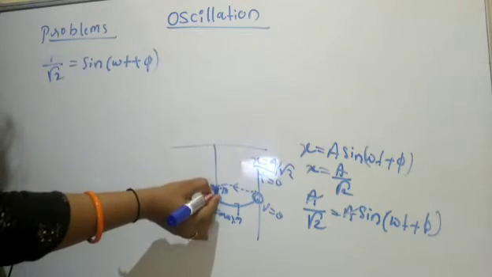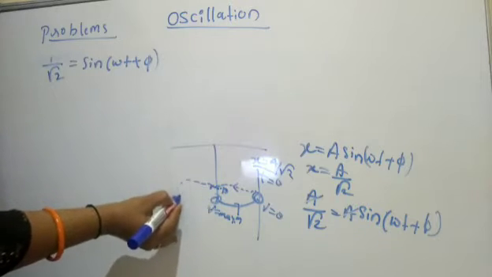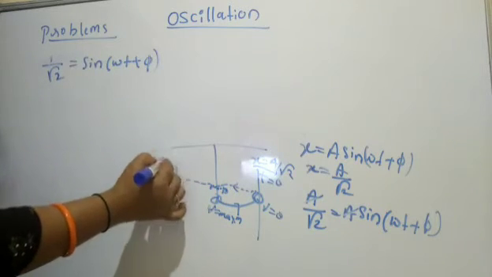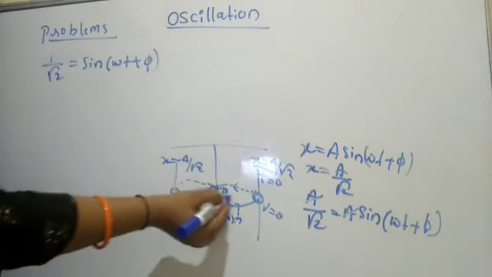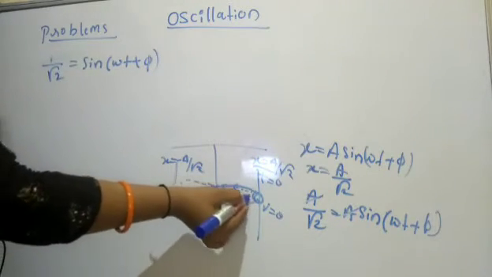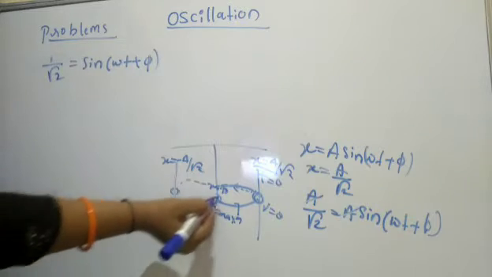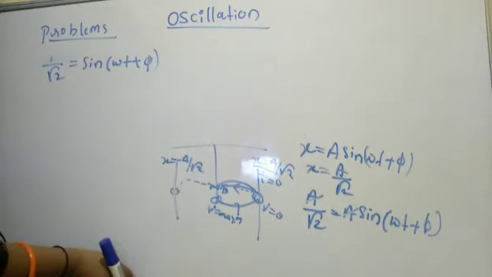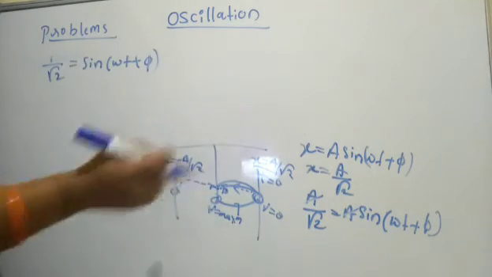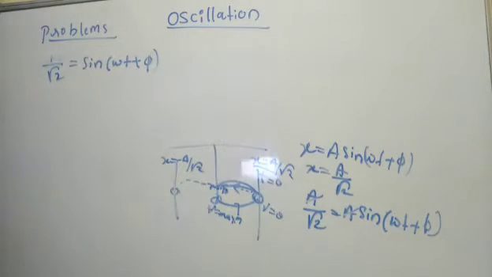And it will not stop at the mean position either, it will go towards the negative extremity, maybe minus a by root 2. So once it is coming back, it is moving towards the negative. When the particle moves from the extreme to the mean position, from 0 to maximum velocity, the velocity will be taken as negative. We'll come to the next part there.